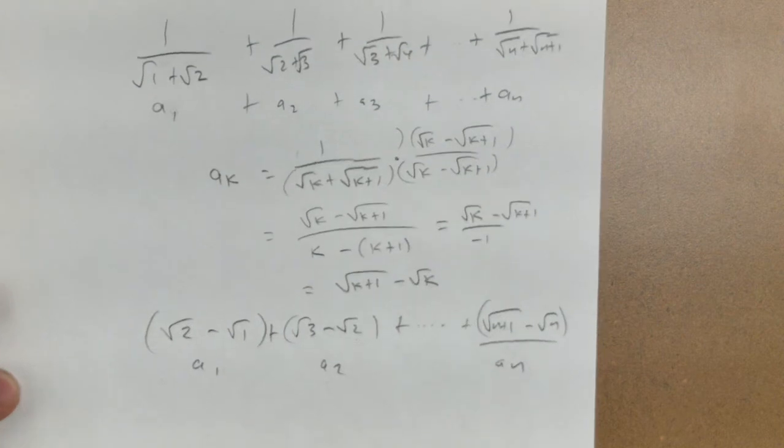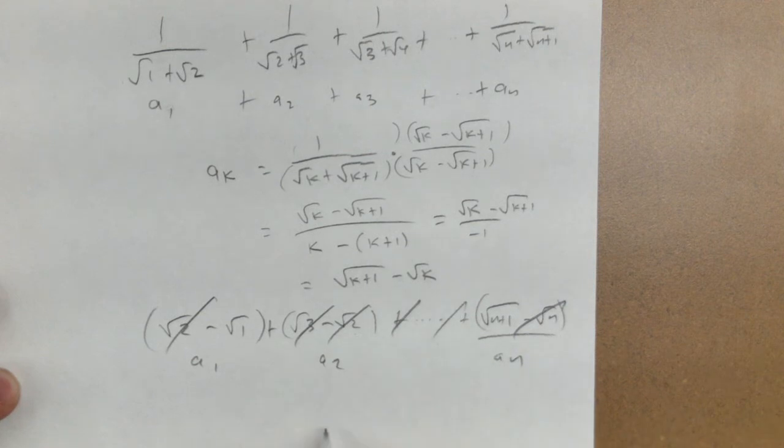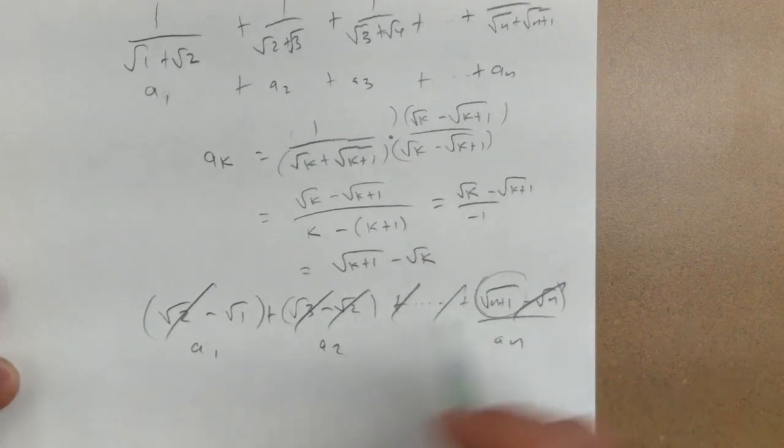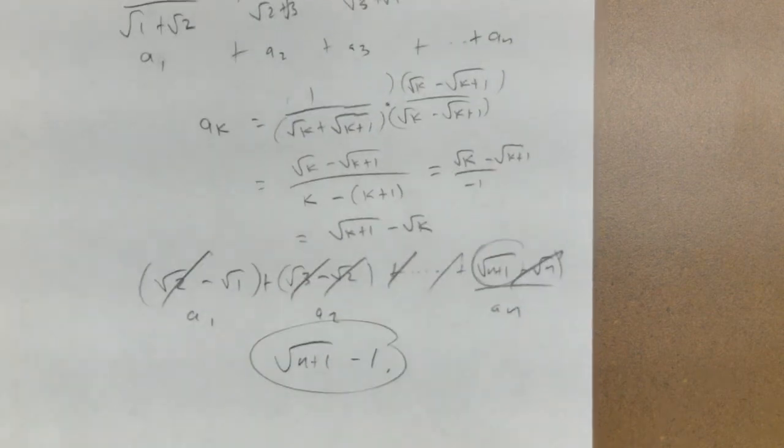And what you should notice here is that this telescopes. Those cancel. That cancels with the next one. This cancels with the previous one. And the only things that don't cancel are this very last n plus 1 term and then 1. So that's going to be your final formula.